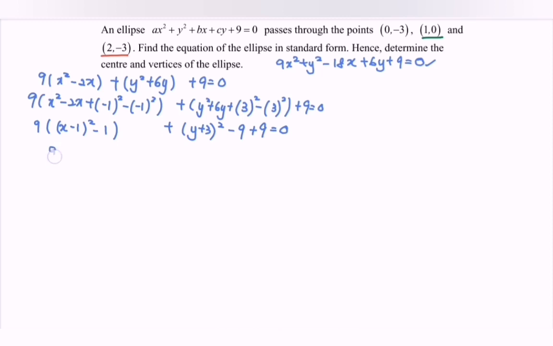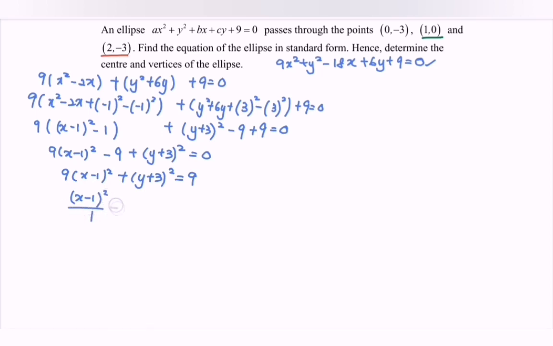So we have 9(x minus 1) squared minus 9 plus (y plus 3) squared equals 0. So 9(x minus 1) squared plus (y plus 3) squared equals 9. Divide all the terms by 9. So we have (x minus 1) squared over 1 plus (y plus 3) squared over 9 equals 1. So here we have the standard form of the ellipse.